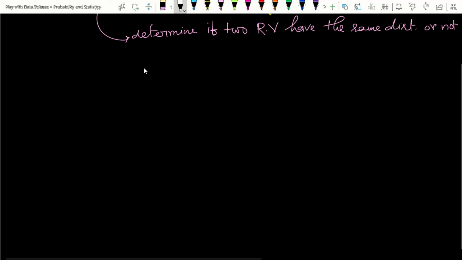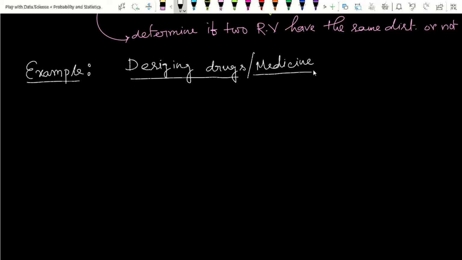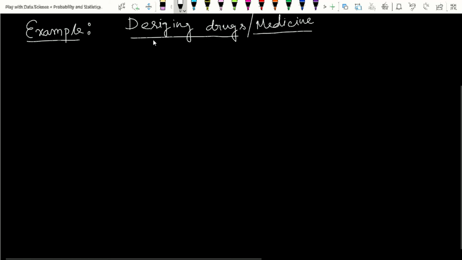The example that we are going to discuss is designing drugs or medicine. Let's see how, in the medicinal domain, these hypothesis tests are used.